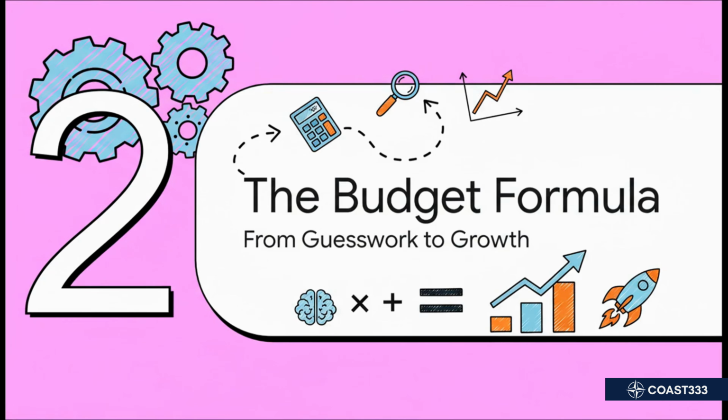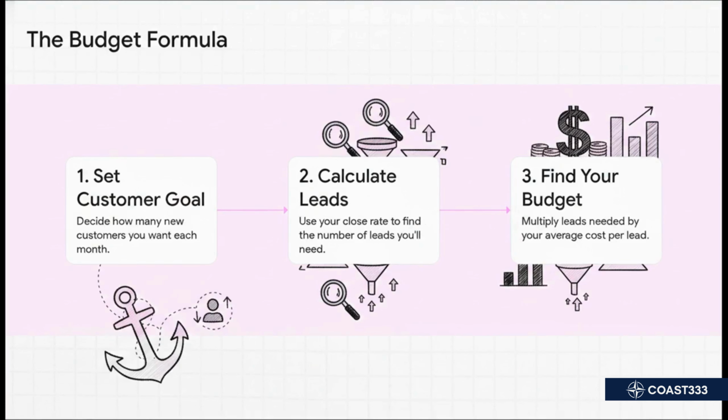So, now that we get the 3 core factors, we can put them all together into a really simple formula. This is how you go from just guessing a number to actually building a strategic growth plan for your business. It's a really simple 3-step process. First, you set your goal for how many new customers you want this month. That's your anchor. Second, you use your close rate to work backward and figure out, okay, how many leads do I actually need to hit that goal?